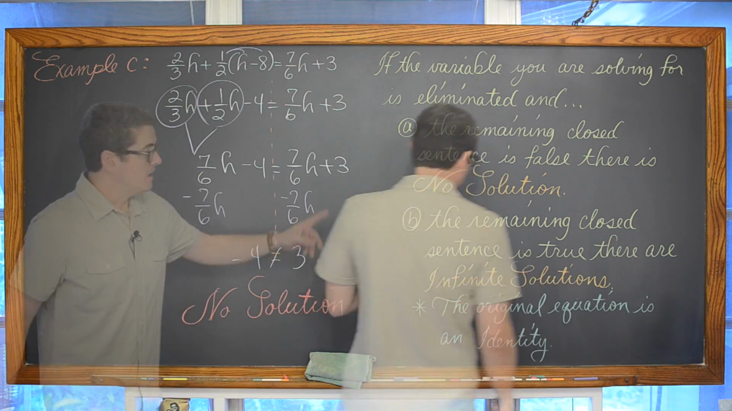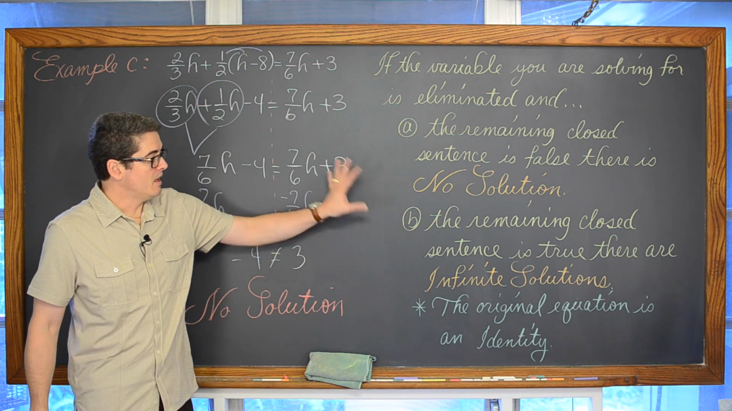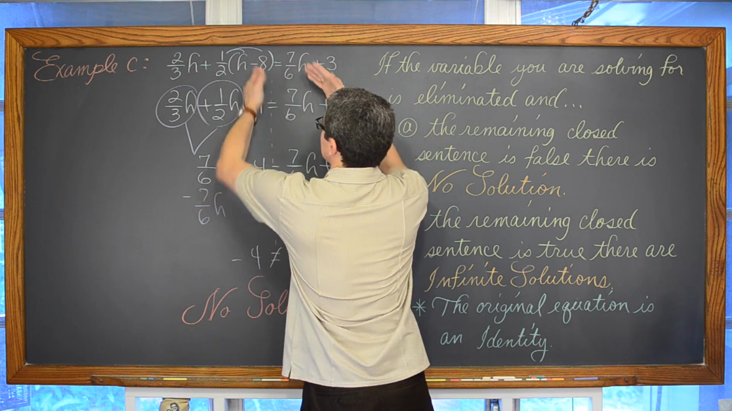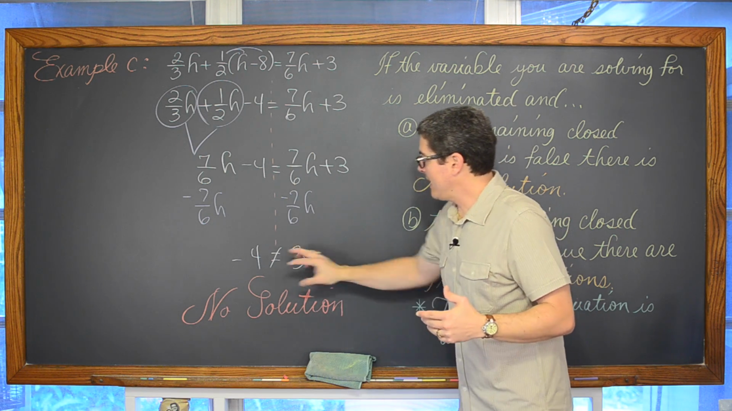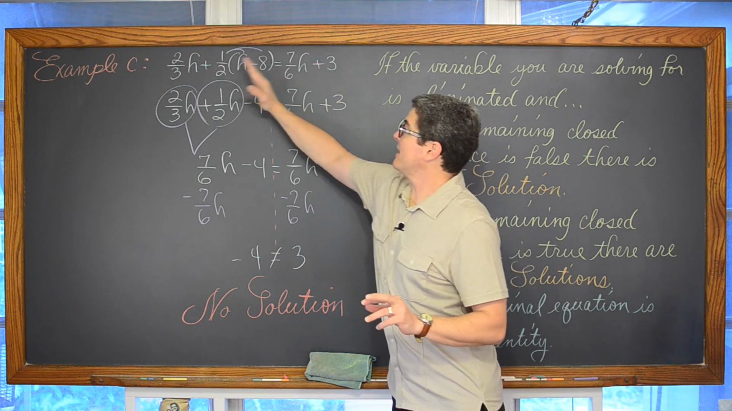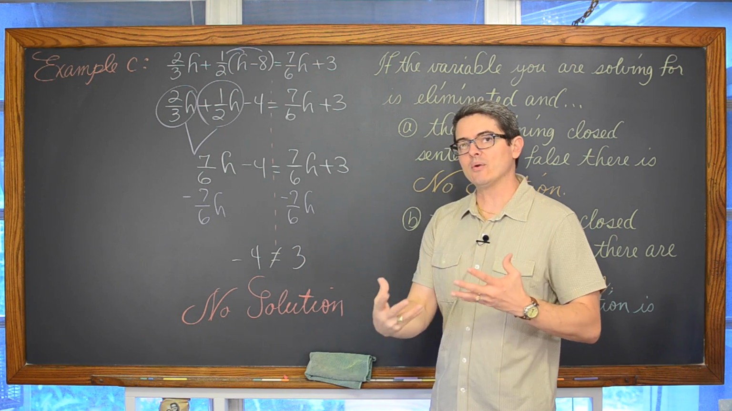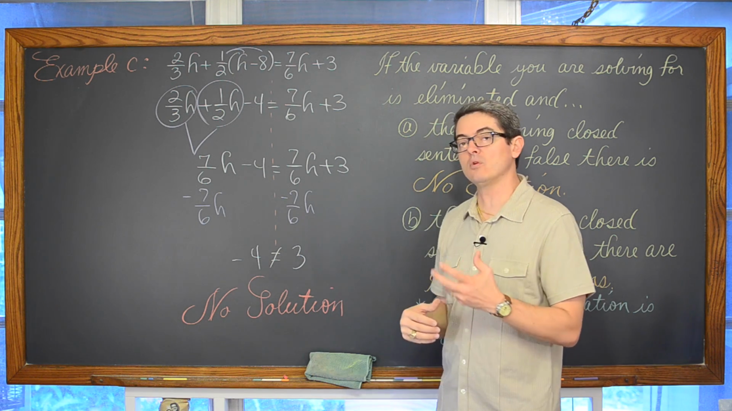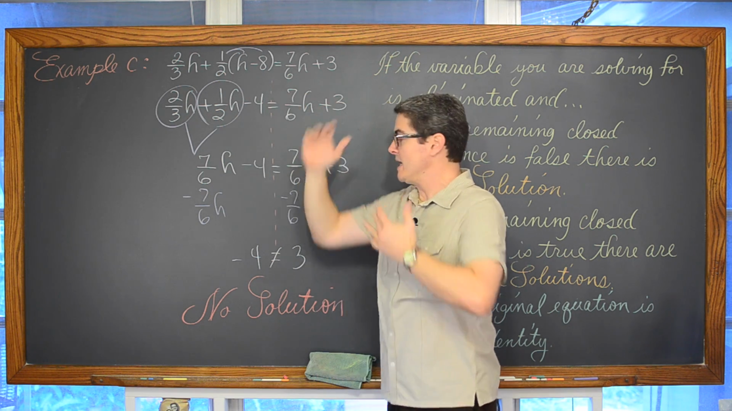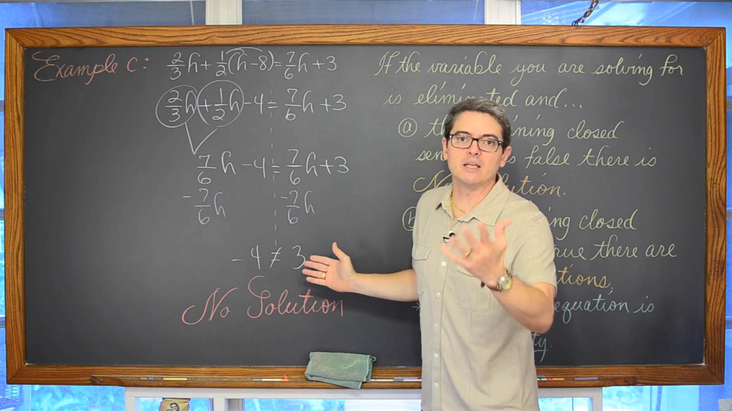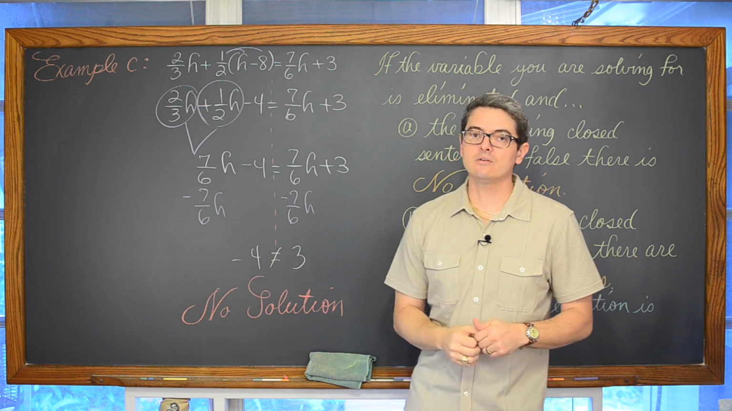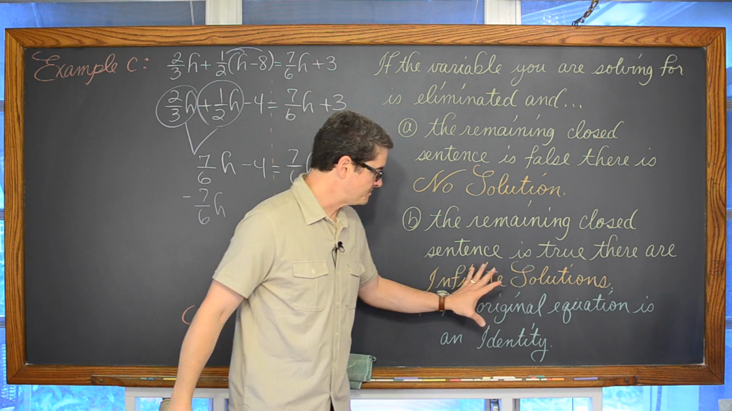All right, and if the remaining closed sentence is true, then there are an infinite number of solutions, because the variable, again, on both sides of the equation is canceling out. But if it had said 3 is equal to 3, if that were a true statement, and that variable of h cancels itself out again, it doesn't matter what I plug in for h, it would have been true. It would have been an infinite number of solutions because I could put in an infinite number of values and still get a true statement. If, again, it had been true, like 3 equals 3, but since it's negative 4 is equal to 3, which is clearly incorrect, false, there is no solution.